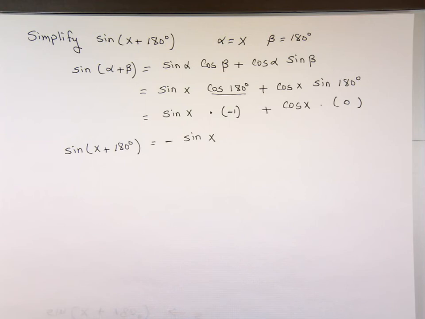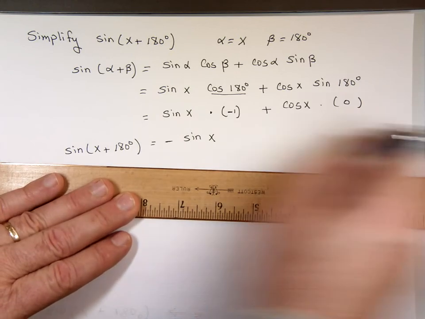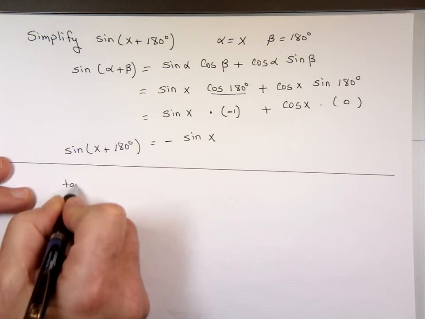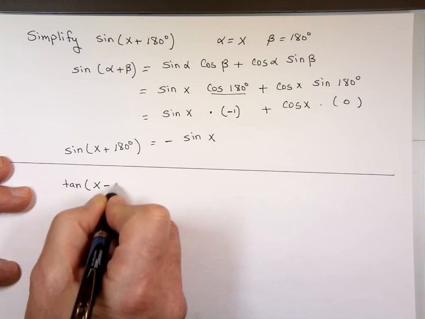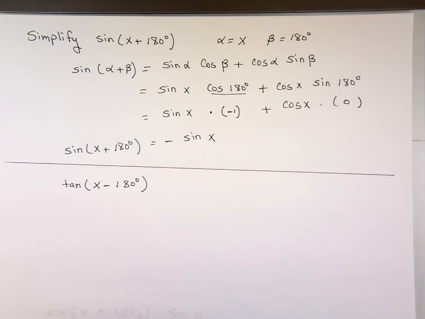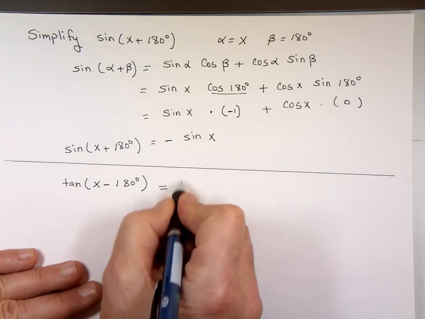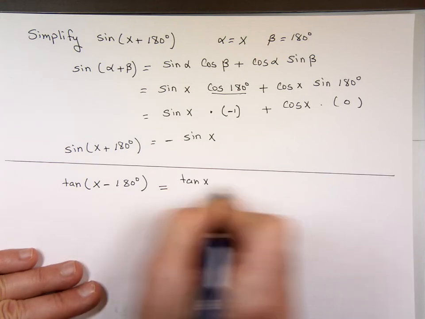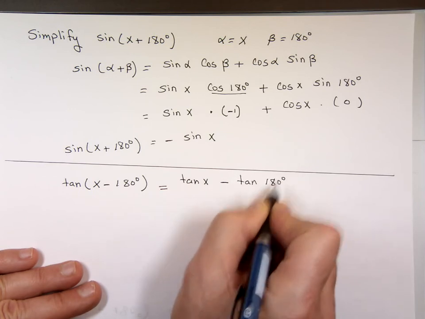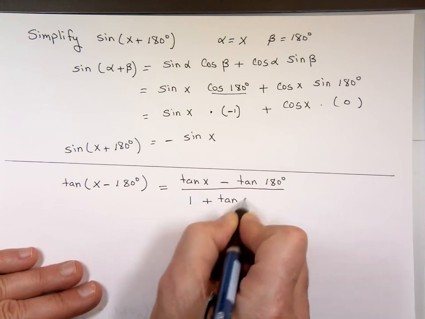Let's try another one. What is tangent of x minus, we didn't do a lot of tangents here, 180? That's equal to tangent x minus tangent 180 over 1 plus tangent x tangent 180.